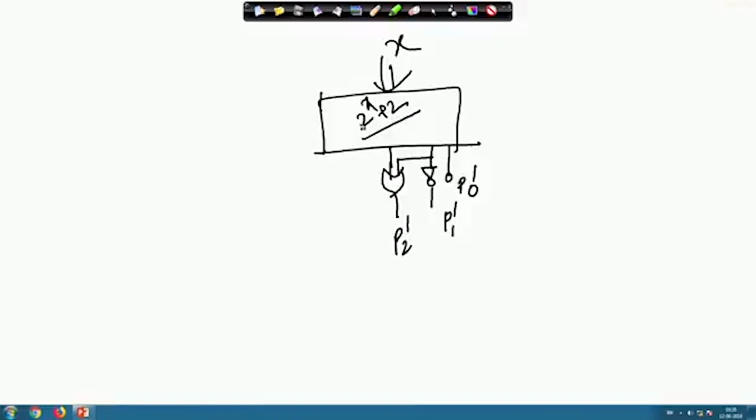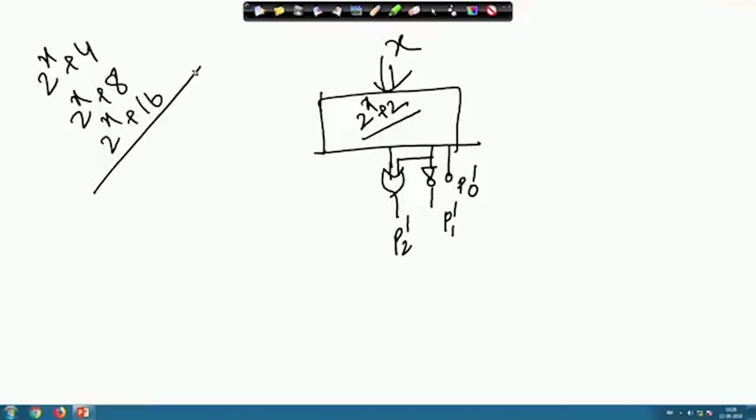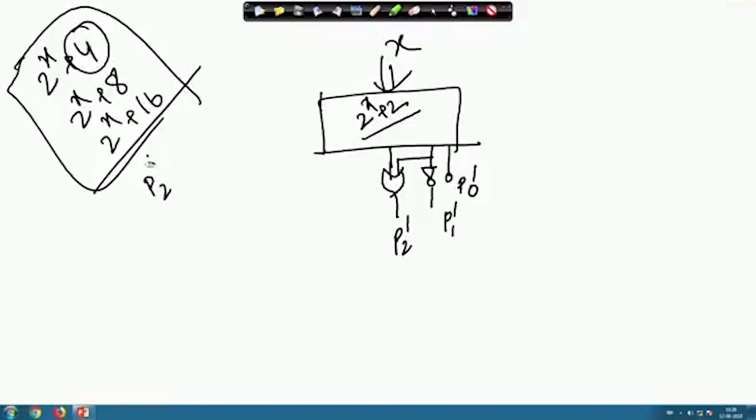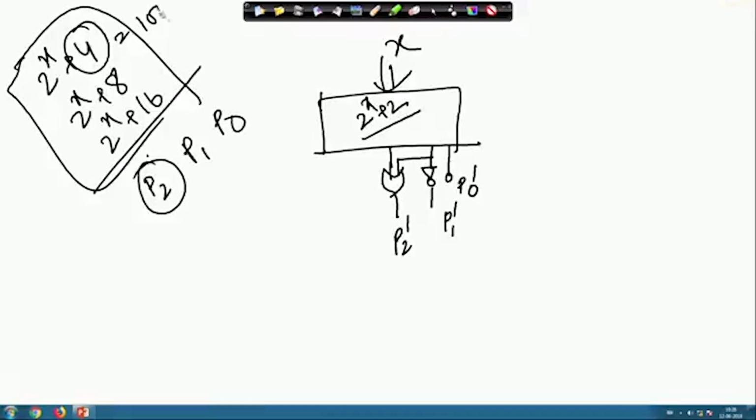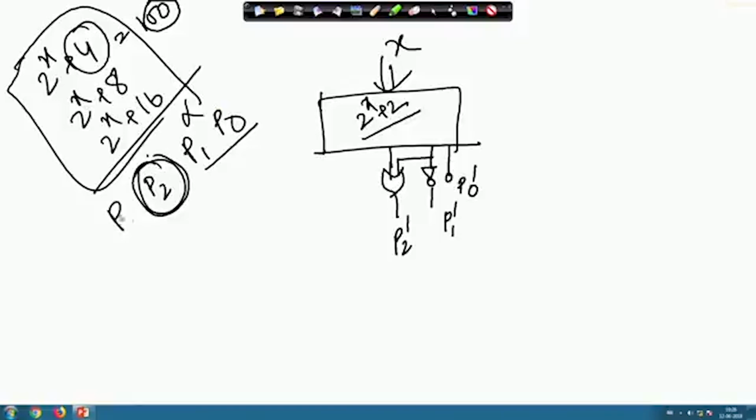Okay. So, next, if I ask you to design 2 to the power x plus 4 or 2 to the power x plus 8 or 2 to the power x plus 16, something like that, then what can you do? 4 means it will start affecting from the third bit, not P1 and P0. 4 means this is 1 0 0. So, as I am adding 0 0 to this particular bit position, these two will not be affected, it will start affecting P2 and P3.